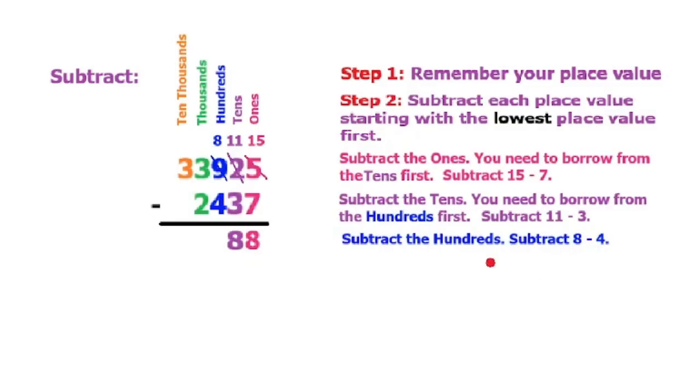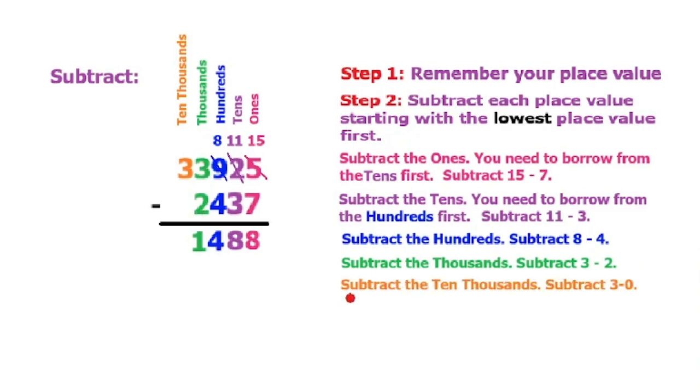Now we go to the hundreds. Subtract the hundreds. Subtract 8 minus 4. 8 minus 4 can be done. You don't need to borrow. 8 minus 4 is 4. Now you move to the next one. Subtract the thousands. So we're at the thousands. You subtract 3 minus 2. 3 minus 2 can be done. You don't need to borrow. 3 minus 2 is 1. So you put the 1 in.